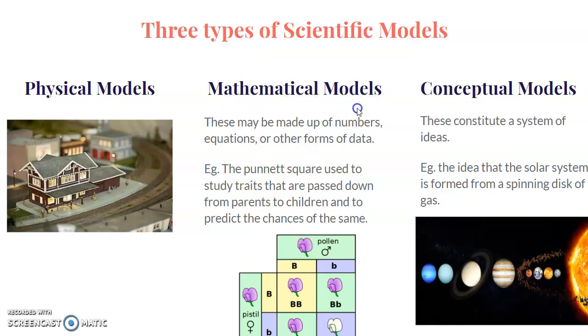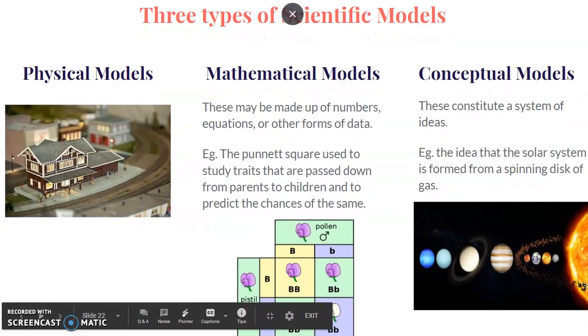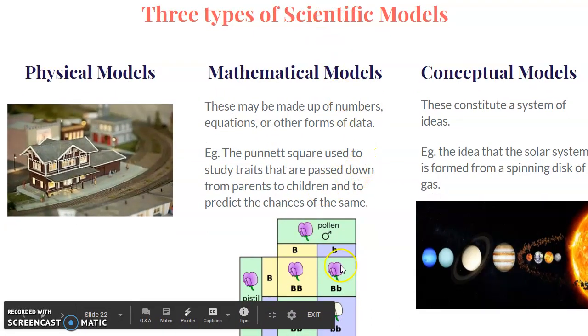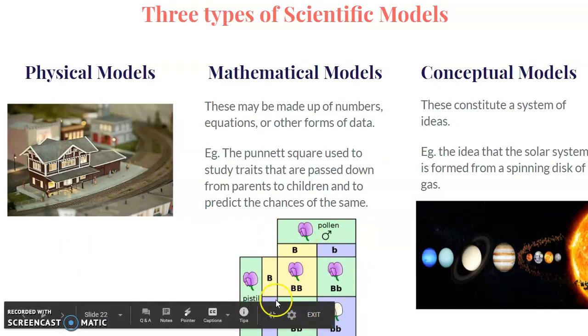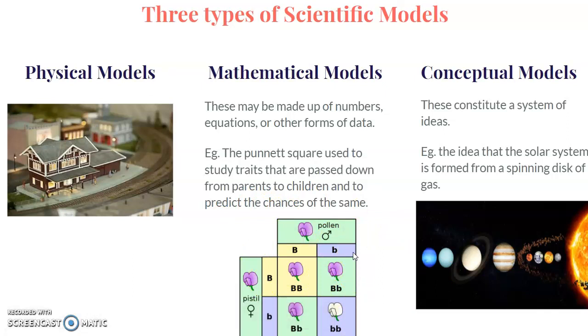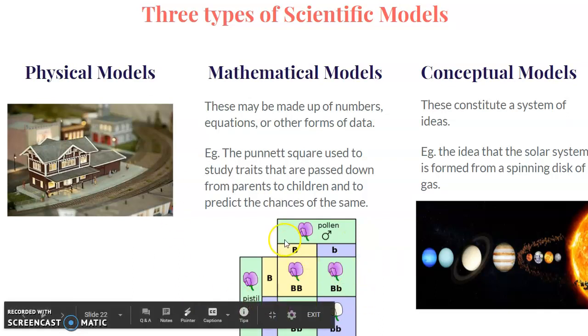The second type that we have is mathematical models. Now, these kinds of models are the ones that are made up of numbers, equations, or some form of data. Now, when you look down here, you will see the Punnett square. A lot of y'all might already know what this is, and if you have not, that's fine. We're gonna learn about it later this year. So how this basically works is it's a mathematical model. We follow certain procedures, certain steps, and we trace certain data and we find the results. So this is an example of a mathematical model.